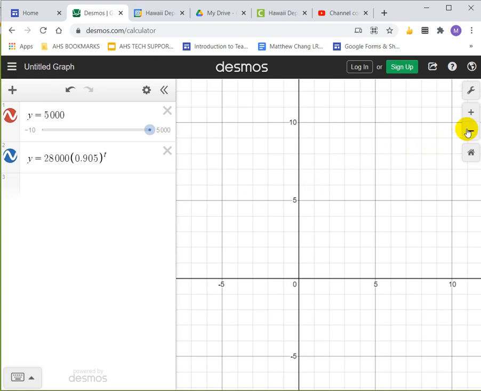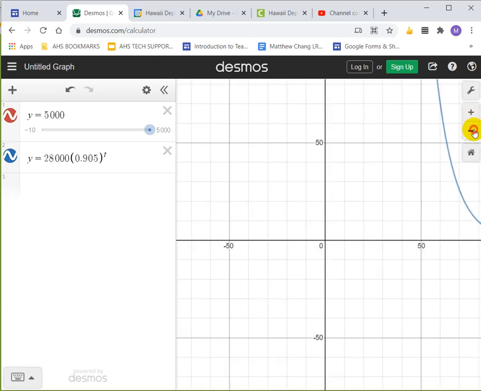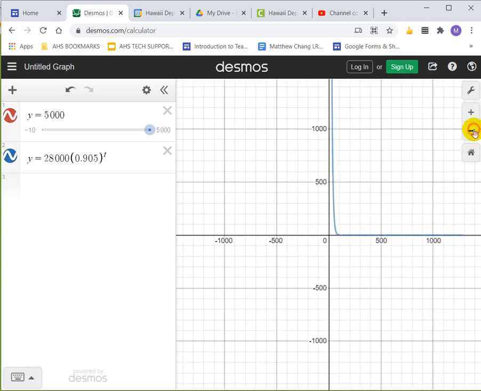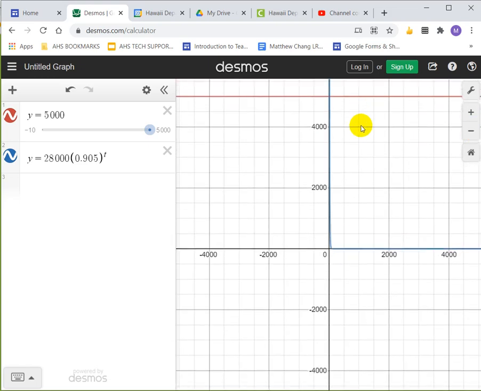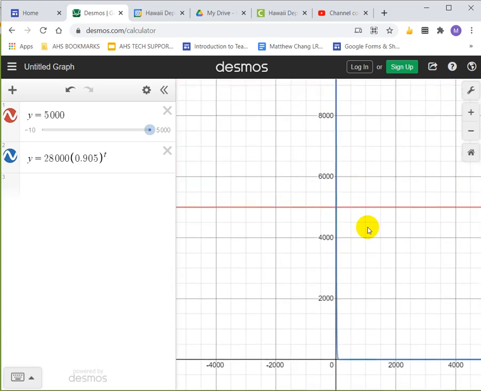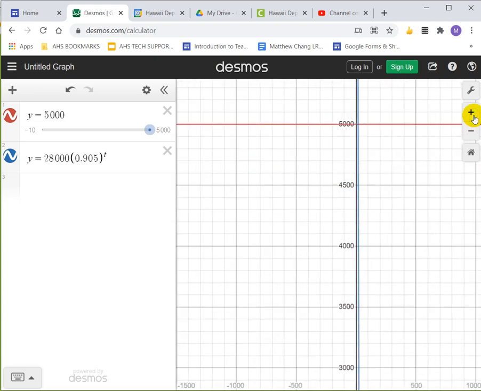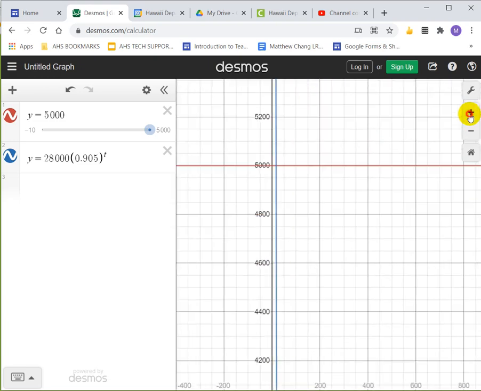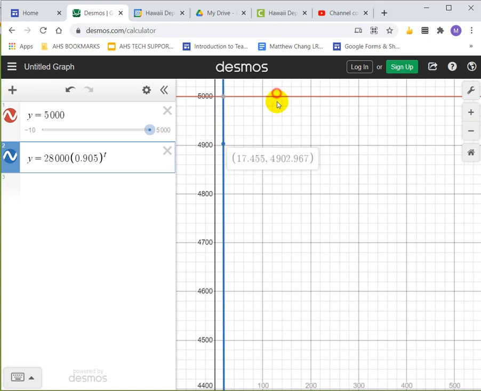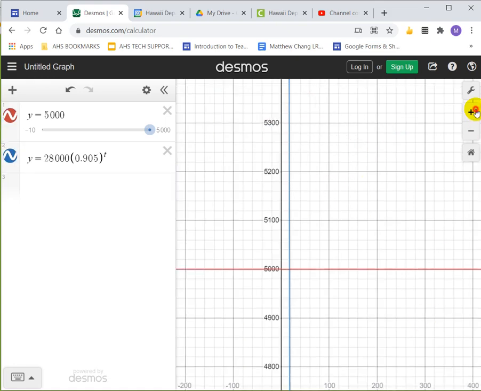So you're going to have to use these options here. You see you have a zoom in or zoom out. We have to zoom out a little bit. And as you see, if we zoom out far enough, we might be able to find an intersection point. So we're going to have to zoom in a little bit, and we need to just click on the intersection point.